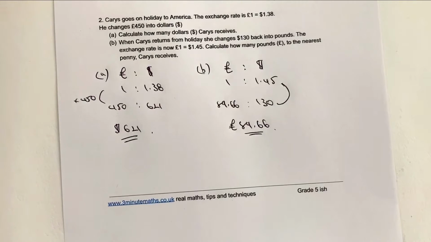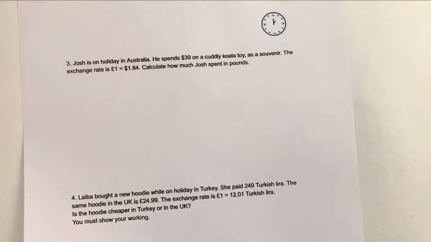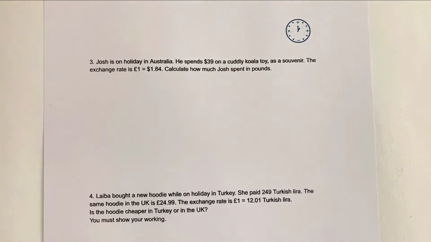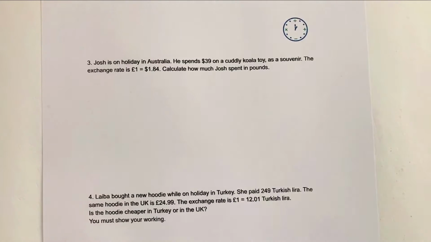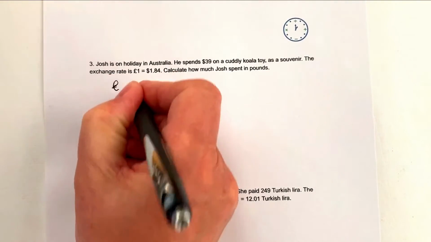So this whole method, this way of doing things, is kind of what I use now for all of these exchange, and you'll see that as we move on, although there are slightly different questions, they are very similar. So please do stop the video, have a go at question number 3, which is Josh, who is going on holiday, and when he's on holiday he buys himself a cuddly koala toy as a souvenir, and he spends $39 on it in Australia.